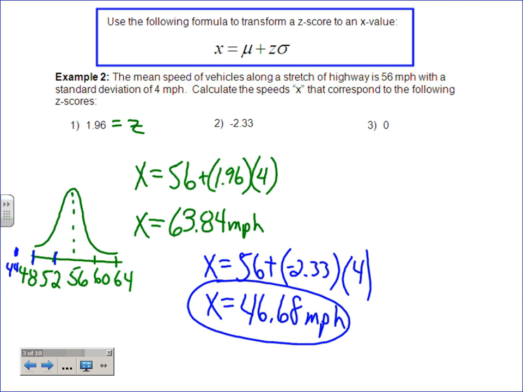Okay, could you go and do that math? Well, of course you could. I mean, you're going to do 56. It'd look like this, right? It'd be 56 plus 0 times 4, right? Because that's your standard deviation, but who cares? It's still 0, right? So it ends up being 56.